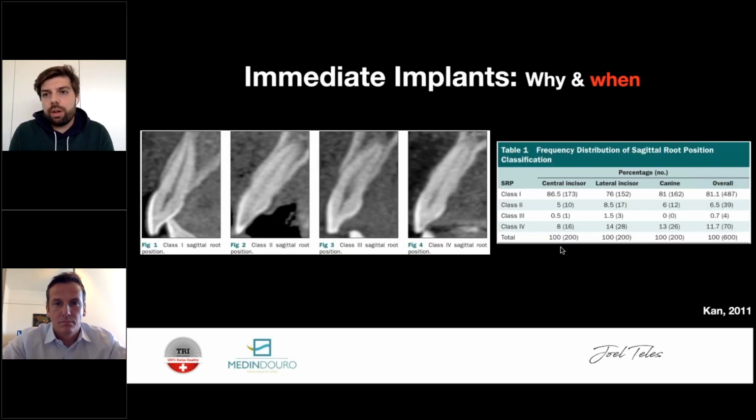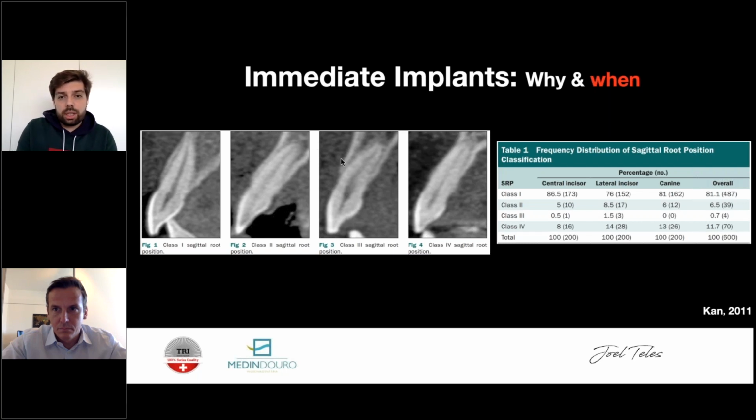This is another article that I found useful for this. It's about the sagittal root positioning for maxillary teeth from canine to canine, from Kan in 2011. And thankfully for us, most of the maxillary teeth are in class 1. So the root is turning to the buccal side. And this allows us to have better anchorage and the right positioning for the final restoration. So it's the better outcome for us. And luckily, it's more than 81% of the times it happens like this.